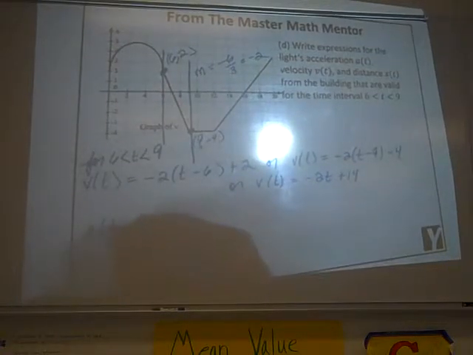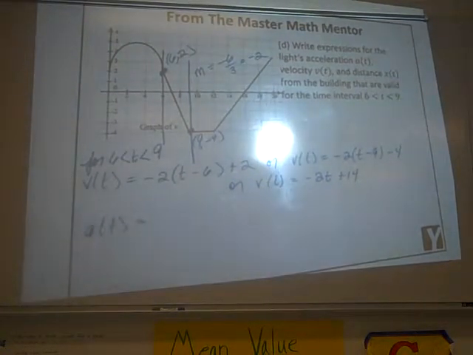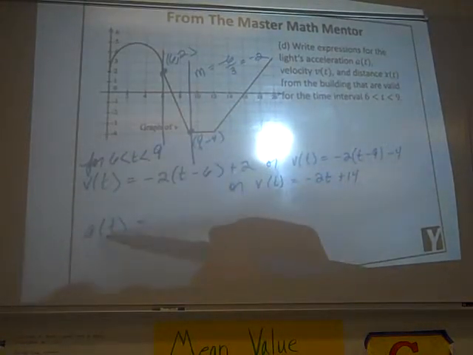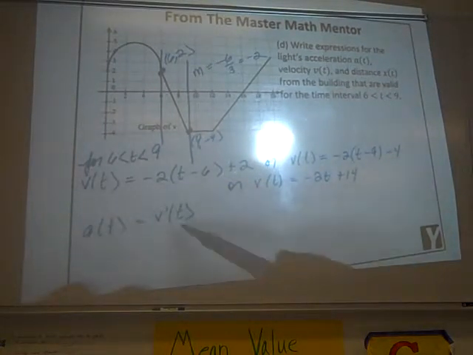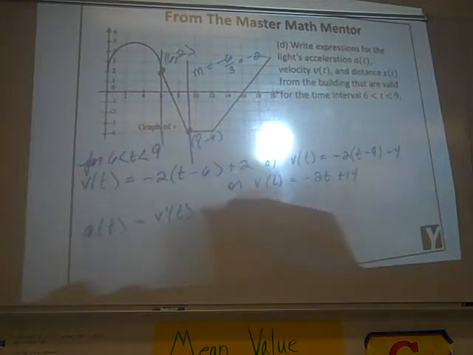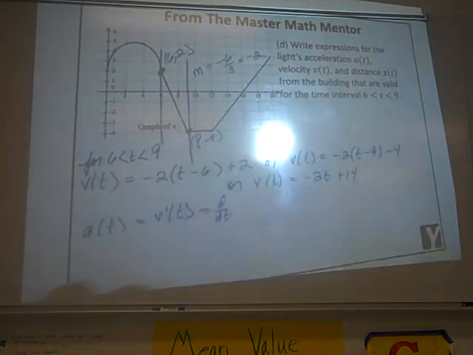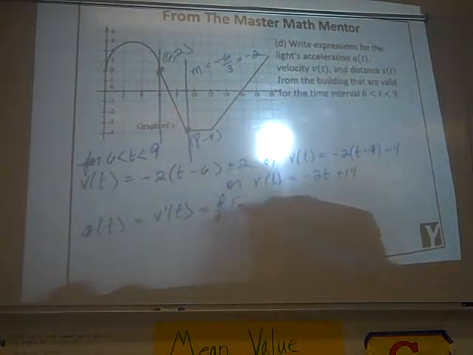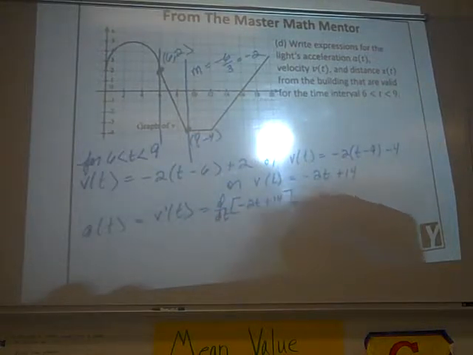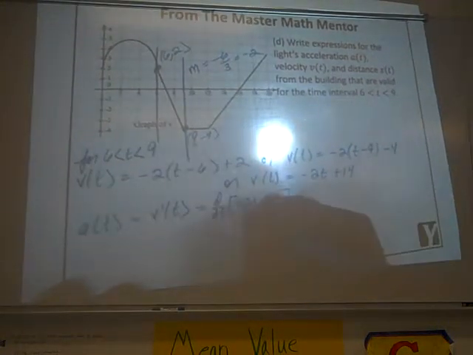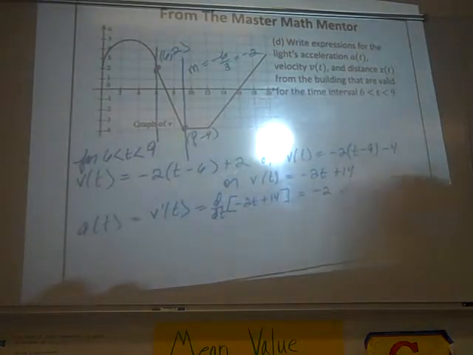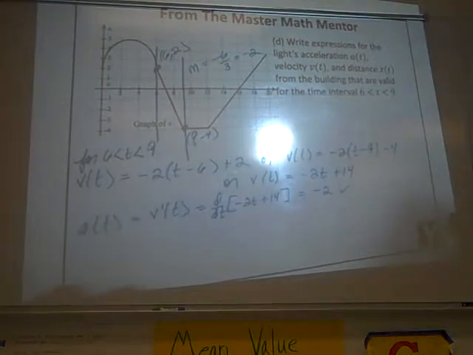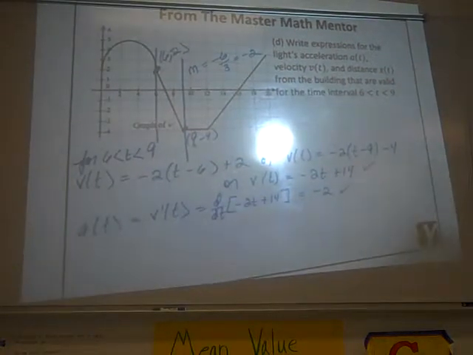All right, now I need acceleration. What do we know about the relationship between velocity and acceleration? I know that the acceleration is the derivative of the velocity. Okay, I need to take the derivative, so we're taking a derivative with respect to t of my velocity equation. Let's go with the -2t + 14. The derivative of -2t + 14 is -2. That's your acceleration.